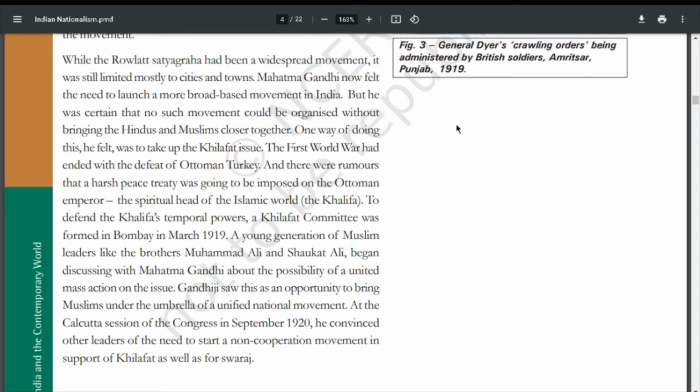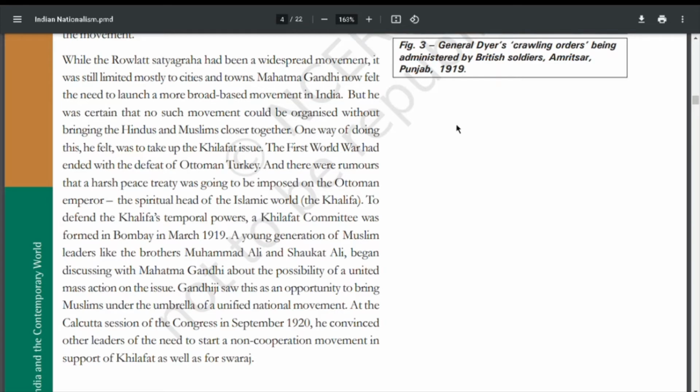The First World War had ended with the defeat of Ottoman Turkey, and there were rumors that a harsh peace treaty was going to be imposed on the Ottoman Emperor, the spiritual head of the Islamic world, the Khalifa. To defend the Khalifa's temporal powers, a Khilafat Committee was formed in Bombay in March 1919. A young generation of Muslim leaders like brothers Muhammad Ali and Shaukat Ali began discussing with Mahatma Gandhi the possibility of a united mass action on the issue.